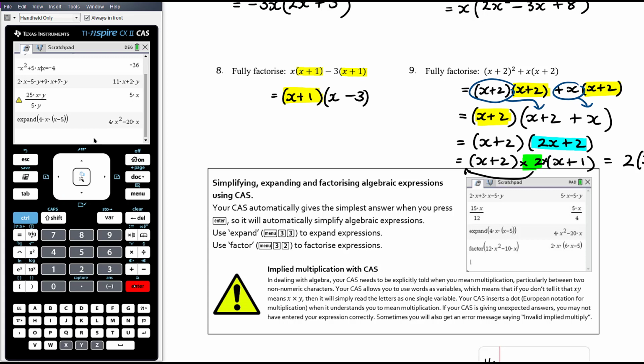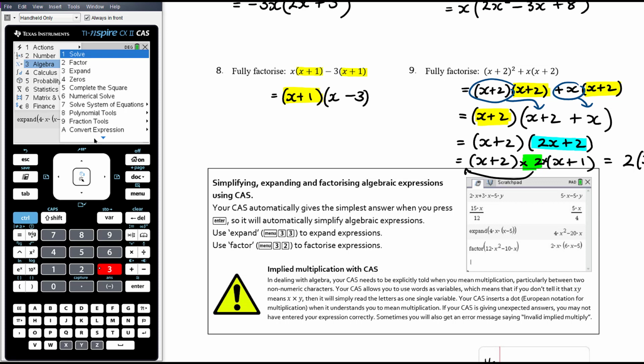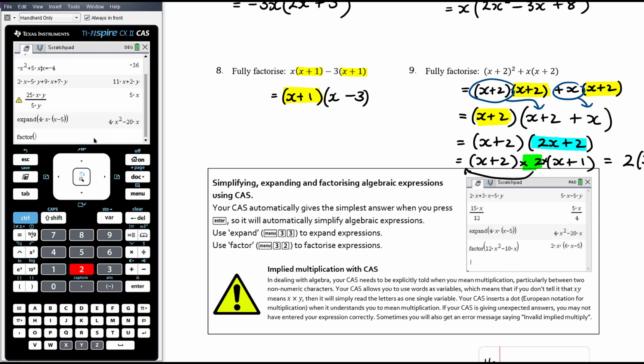Okay. Similarly, factorizing: menu 3 for algebra and 2 for factor, and then type in whatever the expression is that you're trying to factorize. The example in that screenshot is 12x squared minus 10x, and press enter, and it will factorize if it can. Okay, so any of these basic algebraic things can all be done with your CAS.